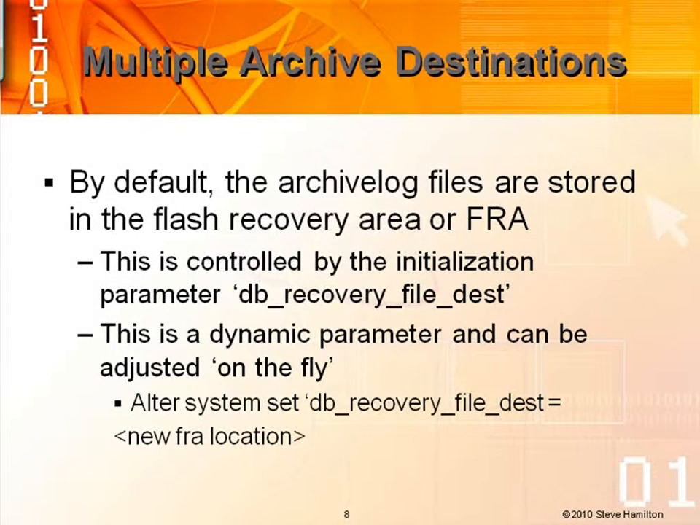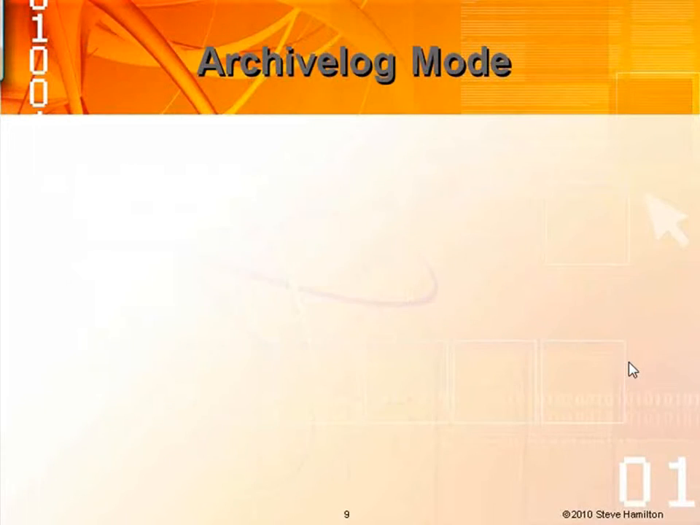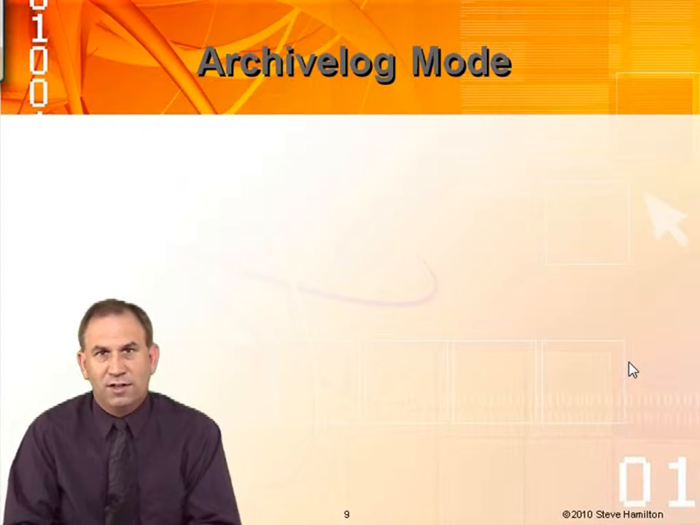To make this change on the fly, the DBA would simply issue this command: alter system set db_recovery_file_dest to the new flash recovery location. Automatically, all of the archive log files, or the new archive log files, will be written to this new destination. We'll place our database in archive log mode.